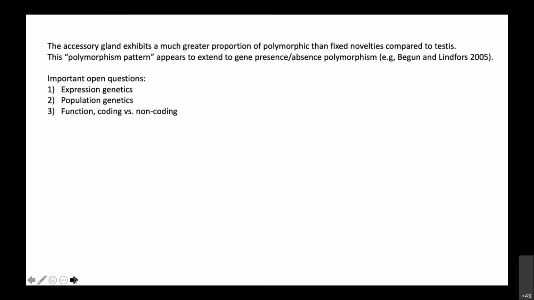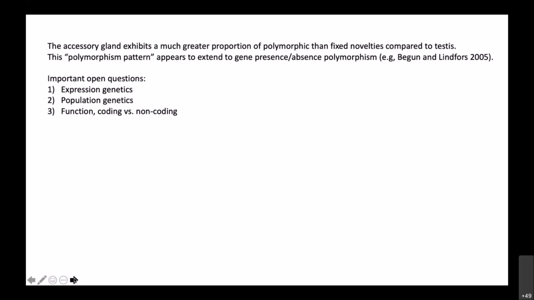And in fact, we've documented some very interesting gene presence-absence polymorphism for accessory gland biased genes. And so it does seem quite general at this point, I think, that the accessory gland has way more polymorphism for this unusual genetic and phenotypic variation compared to the testis. And that is something that we need to address.